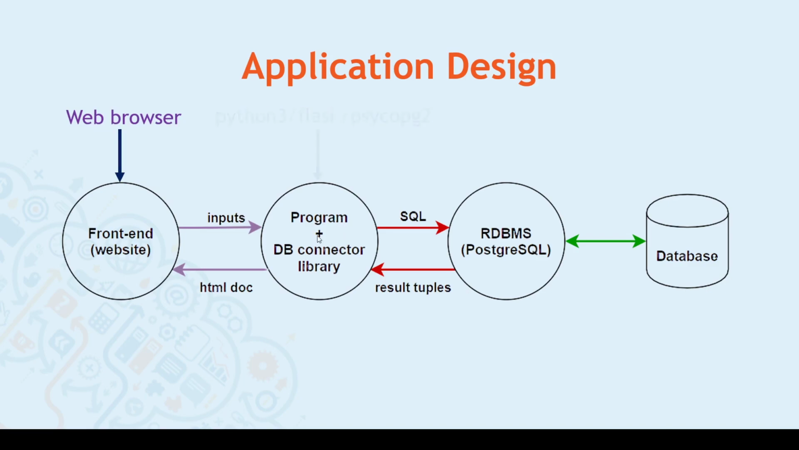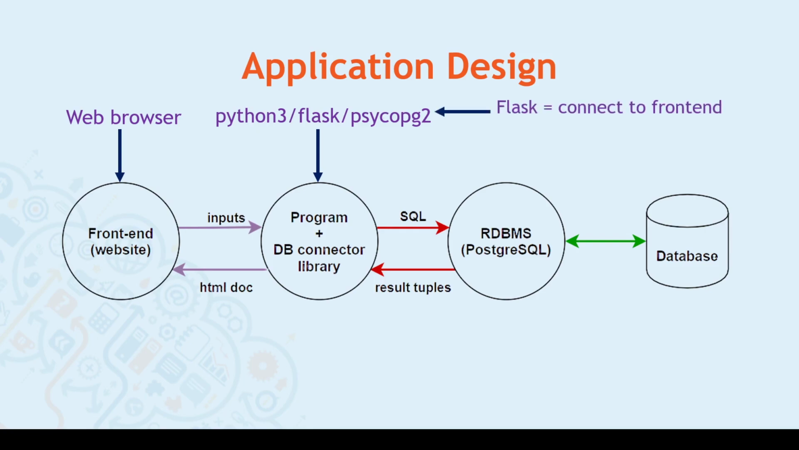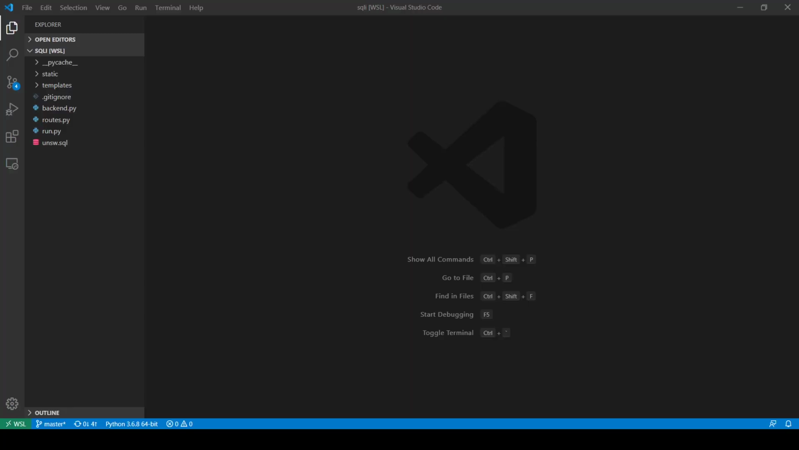In the middle section here, I used Python, as well as 2 additional libraries. I used Flask in order to connect to the front end and render my HTML documents, as well as route them, and I used PsychoPG2 in order to connect to my Postgres server. Now let's take a look at some of the code.